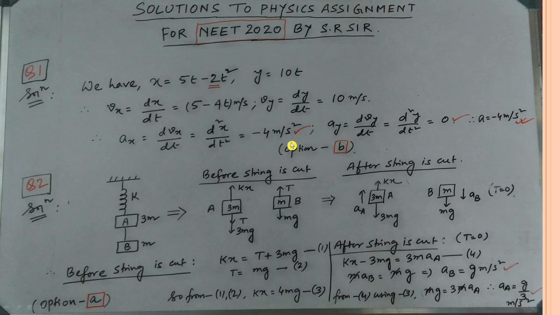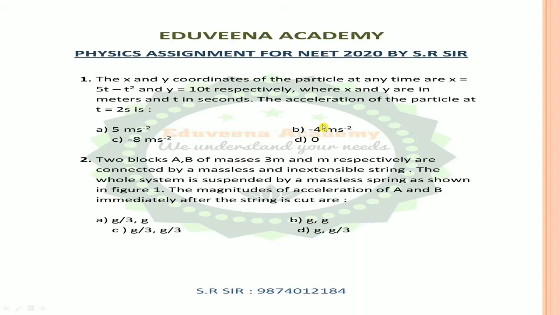Simply calculus differentiation. And ay is dvy/dt, that is equal to the second derivative of y, d square y by dt square, that is equal to 0, as this is a constant. So ax is minus 4 and ay is 0. So what is a? A is basically ax, because ay has no contribution, it is 0. So a is minus 4 meter per second square. So the correct option is B. B is the correct option over here.